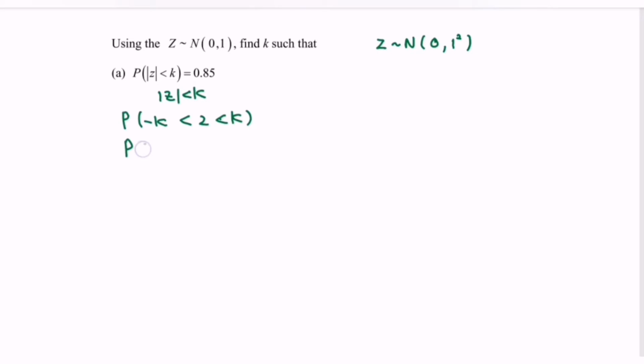So the probability that Z is greater than negative K and less than K equals 0.85. So referring to the left hand side, it is the question, and referring to the right hand side we have the probability 0.85. So now we are looking for K. So K represents the Z. Second step is to illustrate the situation in a diagram. So kindly refer to the diagram.